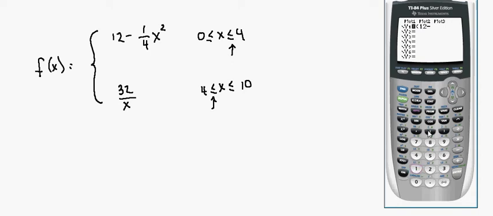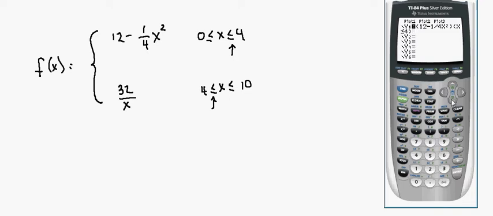I'm going to do 12 minus 1/4 times x squared. Notice how I enclose that in parentheses. It's a little weird. And then I'm going to put another parentheses, and I'm going to say that x, and I'm going to go into what's called my test menu. That's right above math. X is, what do I want? Less than or equal to 4. Now you might wonder why I don't put the greater than or equal to 0 in there. It's because I'm not going to really be too concerned about what happens at 0 or 10.